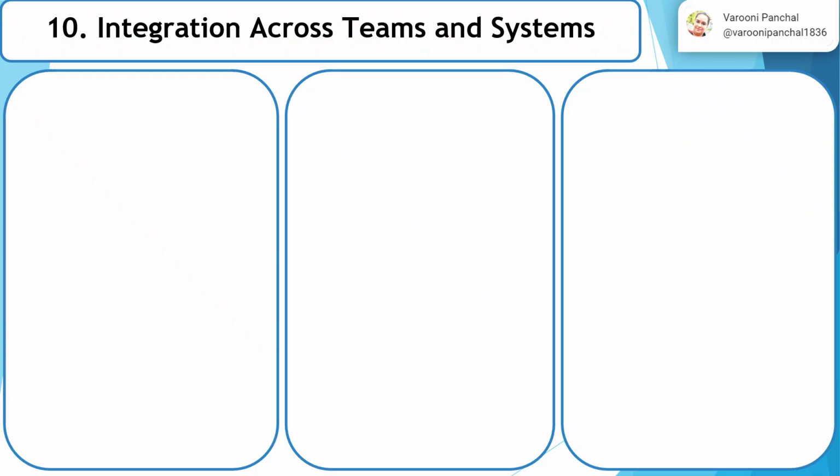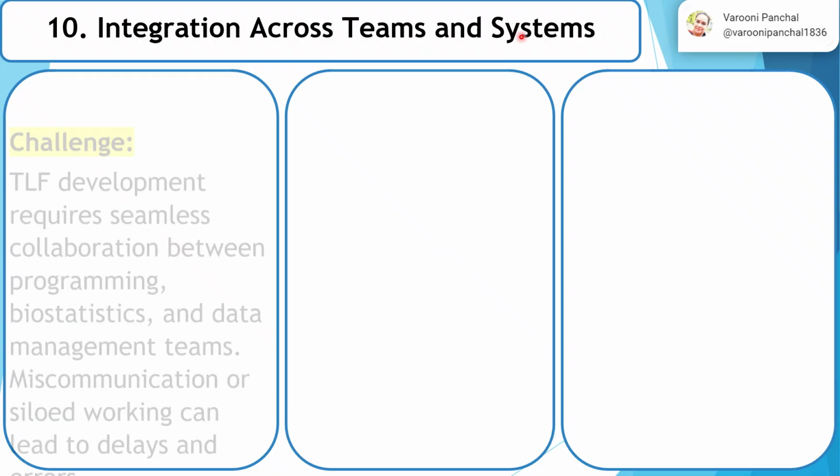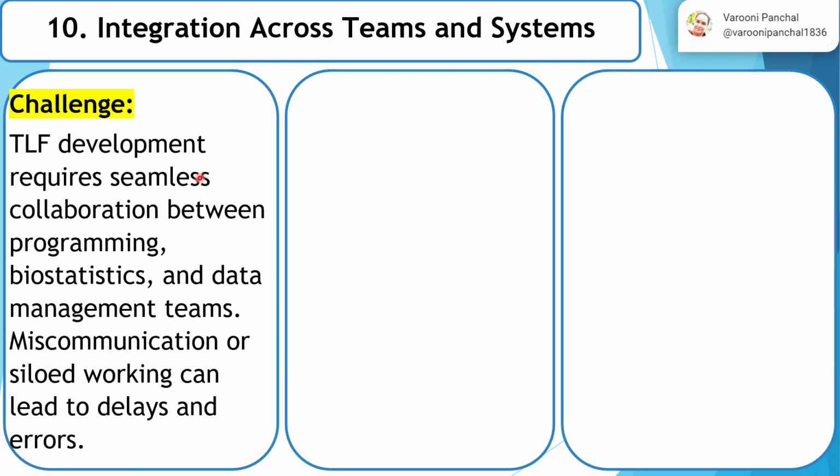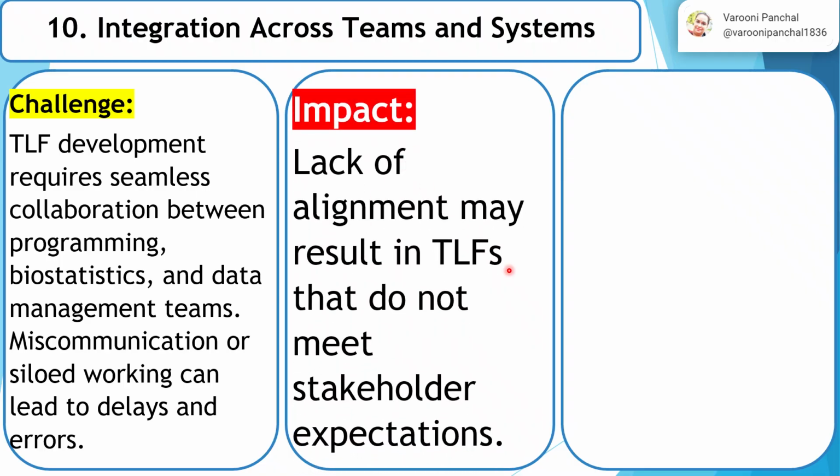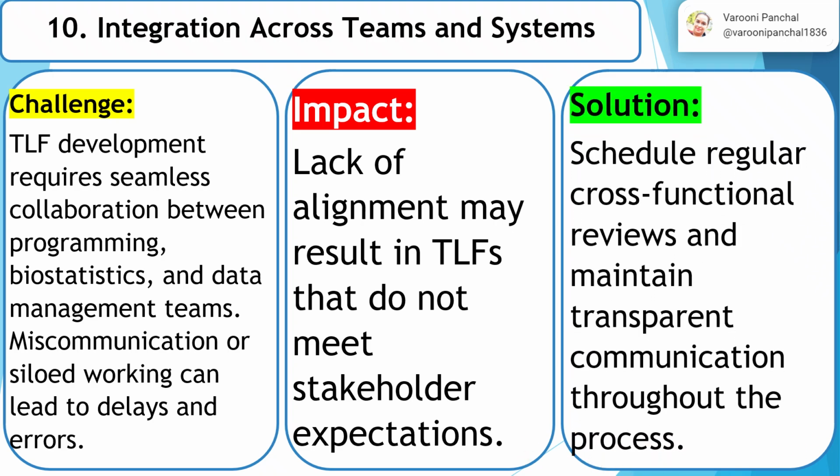Number 10. Integration across teams and systems. Challenge. TLF development requires seamless collaboration between programming, biostatistics, and data management teams. Miscommunication or siloed working can lead to delays and errors. Impact. Lack of alignment may result in TLFs that do not meet stakeholder expectations. Solution. Schedule regular cross-functional reviews and maintain transparent communication throughout the process.